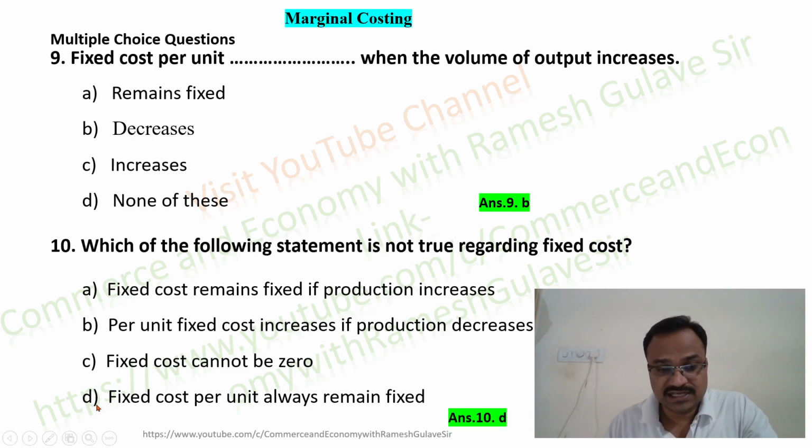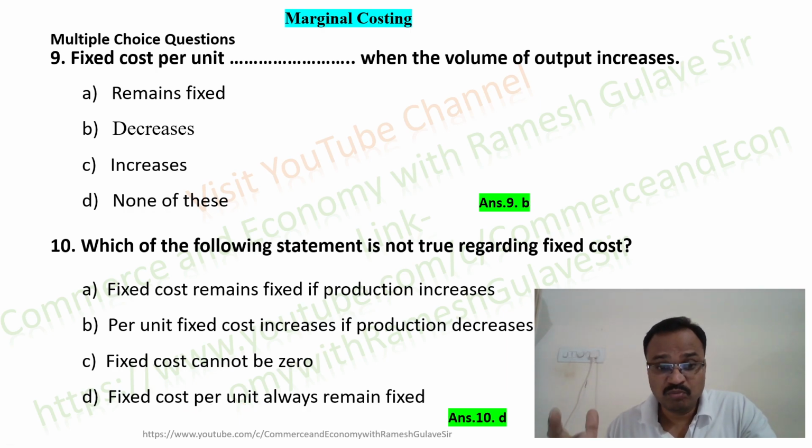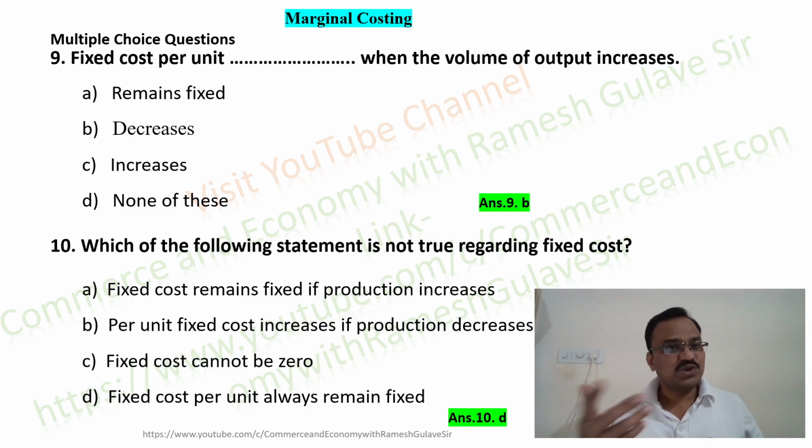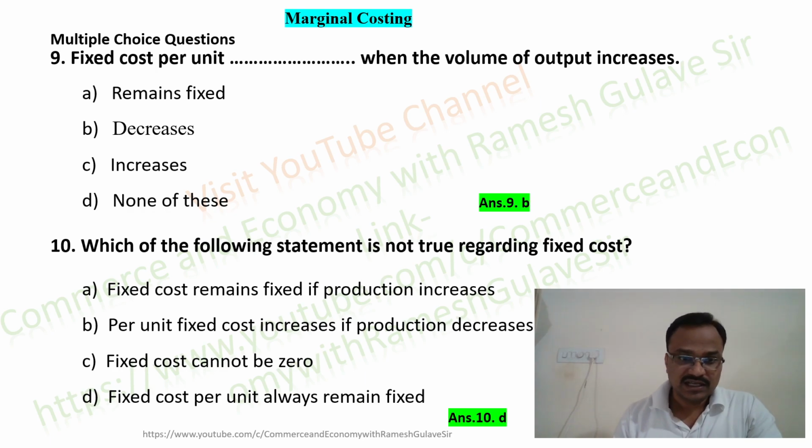So here option D is the right answer, that is fixed cost changes as per the, not fixed cost, let me correct it, fixed cost per unit, right? Fixed cost per unit changes as per the volume of production, but fixed cost remains fixed, right? Total fixed cost remains fixed, but fixed cost per unit changes, right? So friends, this is the beauty of marginal costing. I hope the concept related to fixed cost and fixed cost per unit is clear now. For question number 10, which asks which of the following statements is not true regarding fixed cost, option D, fixed cost per unit always remains fixed, is not true. So option D is the right answer.